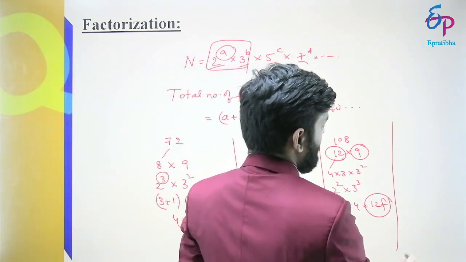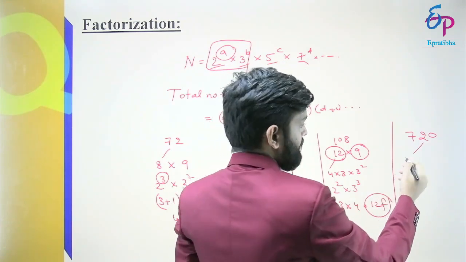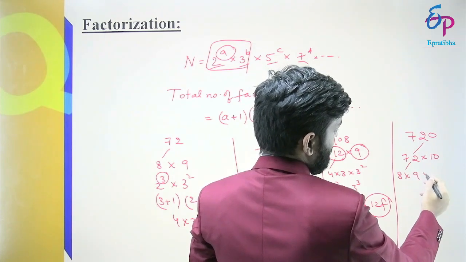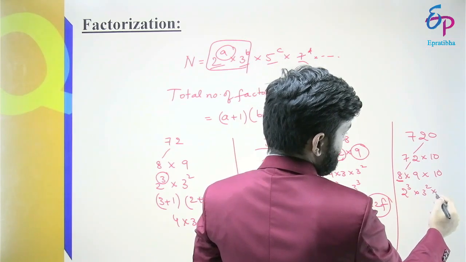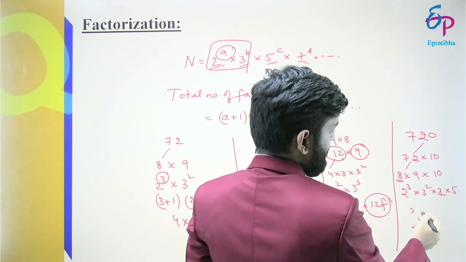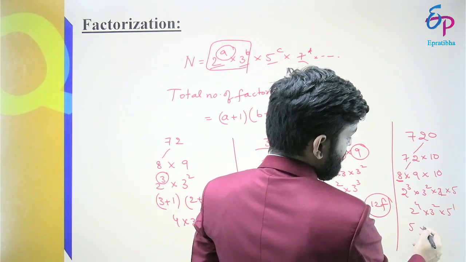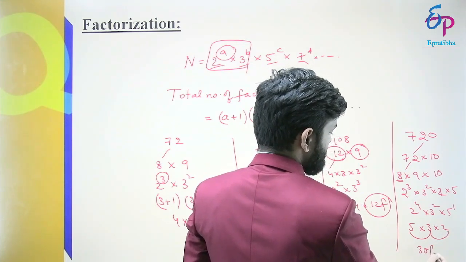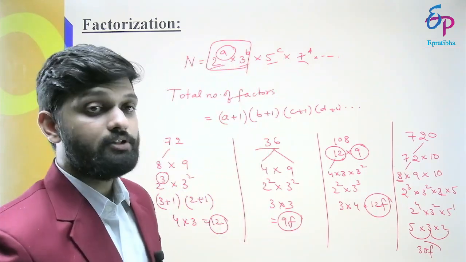If you take one more hard number, 720, we'll go slow, step by step. You can write it as 72 into 10. You can write this as 8 into 9 into 10. Now 8 is 2 cube, 9 is 3 square, and 10 is 2 into 5. So it is 2 power 4 into 3 square into 5 power 1. So 5 into 3 into 2. 5 into 3 is 15. 15 2s are 30. 30 factors are there for 720.